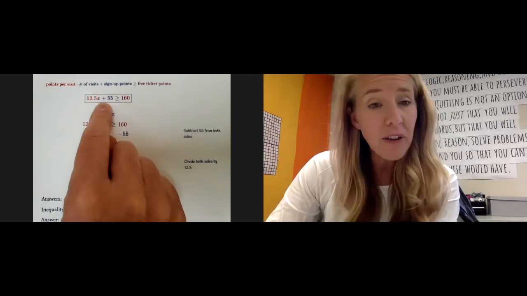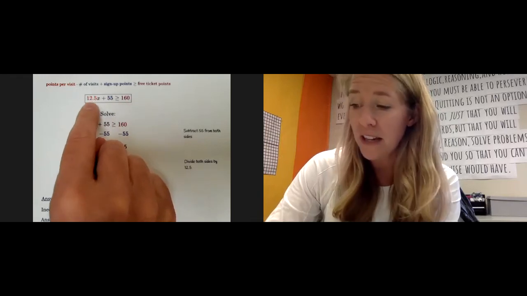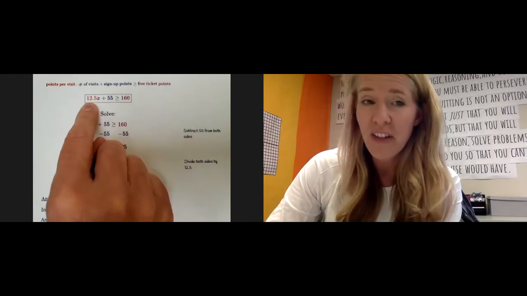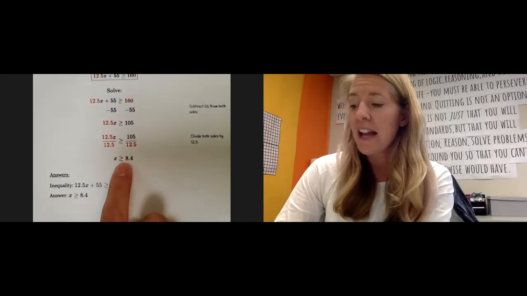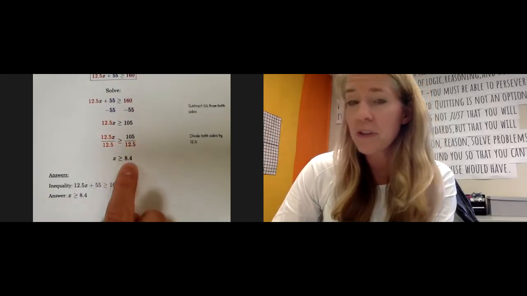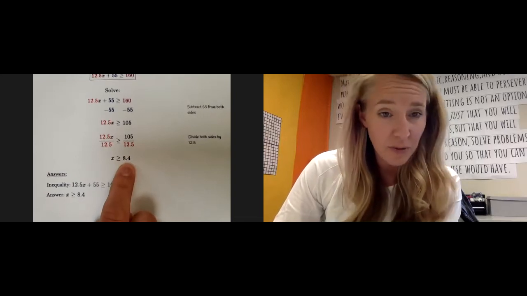You would subtract 55 from both sides, and then you would divide both sides by 12.5. You can see that happening right here. And so X is going to be greater than or equal to 8.4 movie visits.